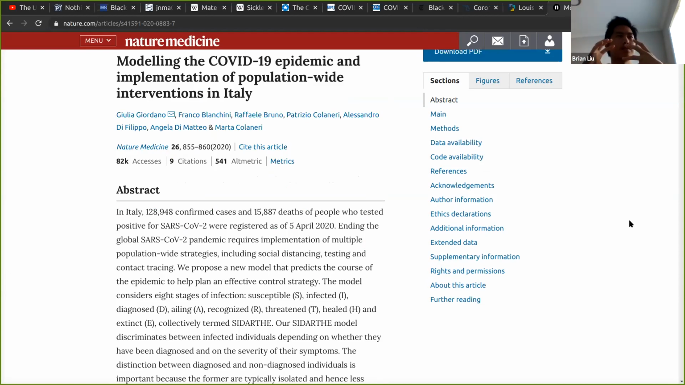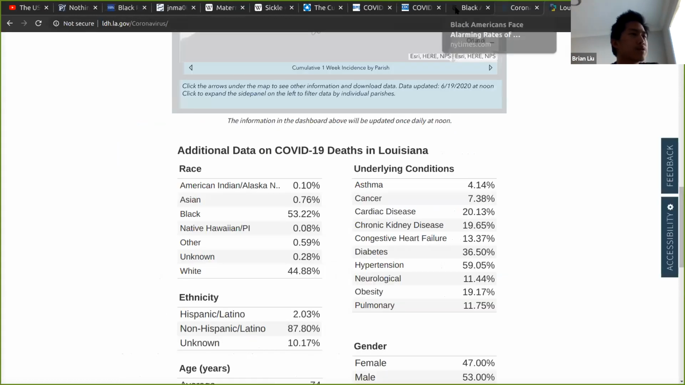You just fine-tune the categories, the compartments, to how it best fits the current scenario. There are obviously other impacts, like having a lockdown might impact, for example, beta, the transmission rate. But yeah, there are a lot of different kinds of models, and compartmental models are just one of many different kinds of models.